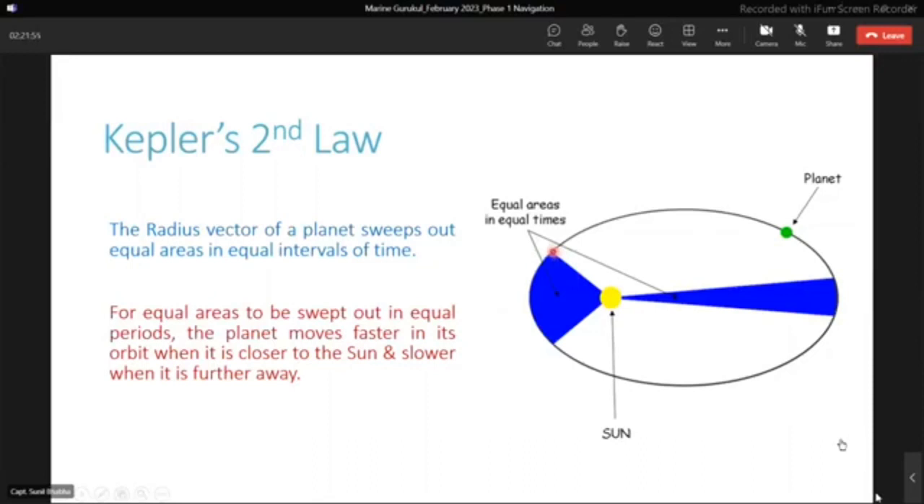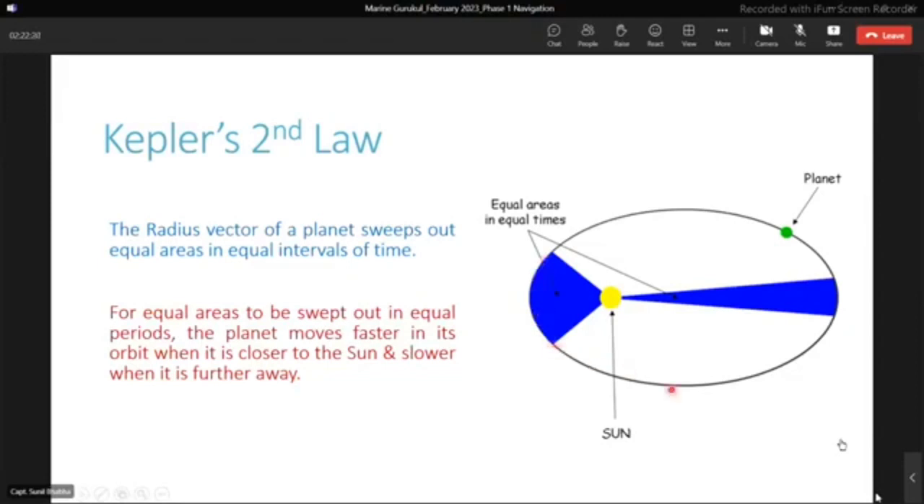You see, at this particular location, the planet is much closer to the sun as compared to the previous observation. So with the planet being much closer to the sun, you see the length of the radius vector is much smaller as compared to the previous case. Now with the length of the radius vector being much smaller, if it has to sweep out equal area, it has to move at a much faster speed in its orbit.